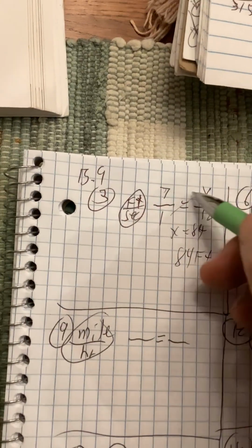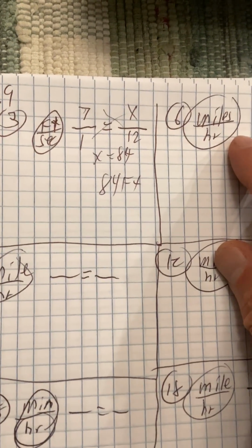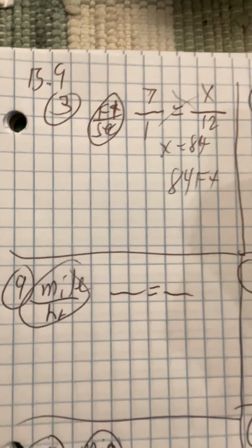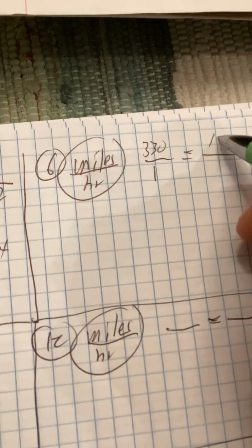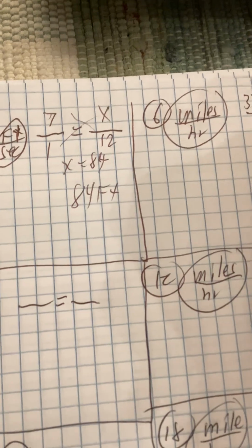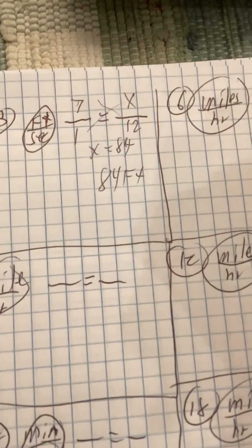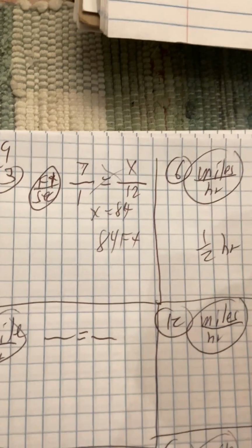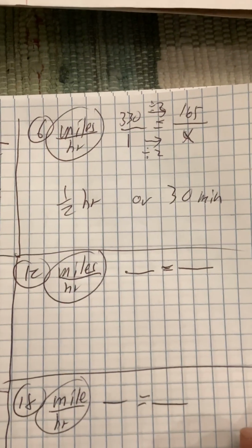I just did crisscross. Number 6, you got miles per hour. Well, I'm going 330 miles per hour, which is per 1 hour. And then if I go 165 miles, how long is that going to take me? Well, isn't that just divide by 2? So I'm going to divide by 2, which is a half an hour. I could say half an hour, or I could say 30 minutes. Whichever way I want to say that.